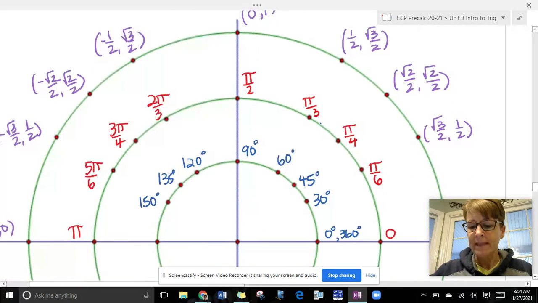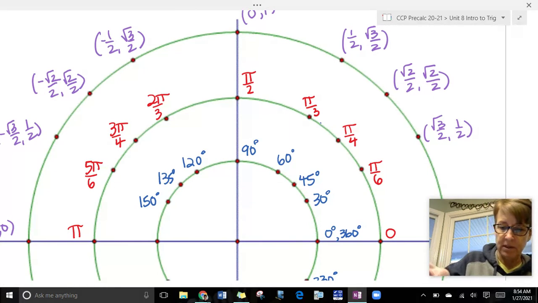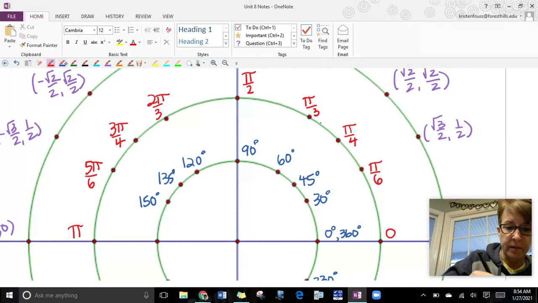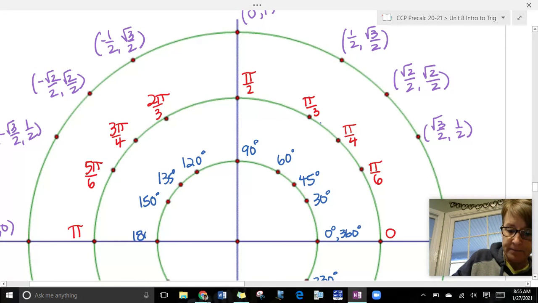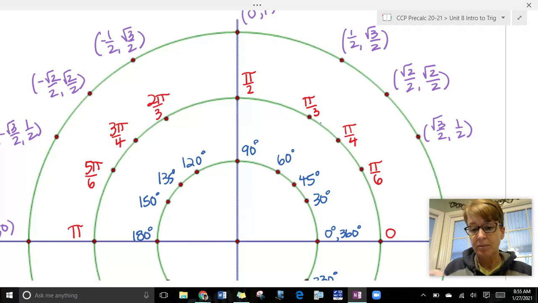In the inner ring, I've put all the degreed angles going around my circle from 0 to 360. Except I see that I forgot 180. Let me get 180 in there. In the middle ring, I labeled those same angles, but in radians, from 0 to 2 pi, so we can see the relationship of the angles.